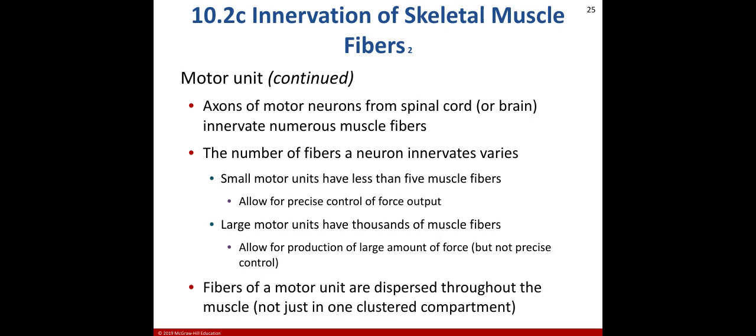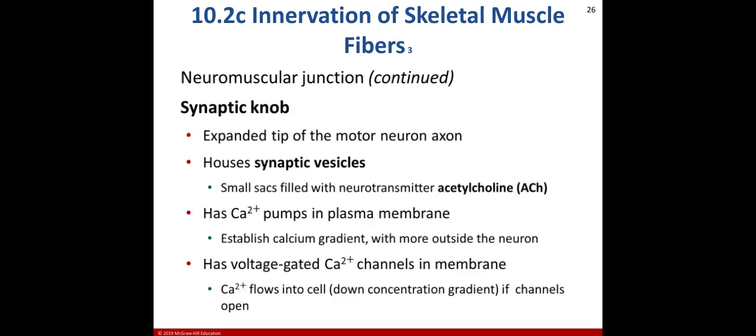The fibers of the motor unit can be dispersed throughout the muscle. They're not just in one little area. It's throughout. At this area, we have the synaptic knob, and that's just going to be this expanded tip on the motor neuron. It's going to be where we have synaptic vesicles that are going to be filled with acetylcholine. There's a calcium ion pump in the plasma membrane, which is going to make more calcium outside of the neuron. So now we have this stored energy because we have more calcium outside of the neuron. There is this voltage-gated channel that will allow the calcium to flow into the cell down its gradient when the channel opens up.